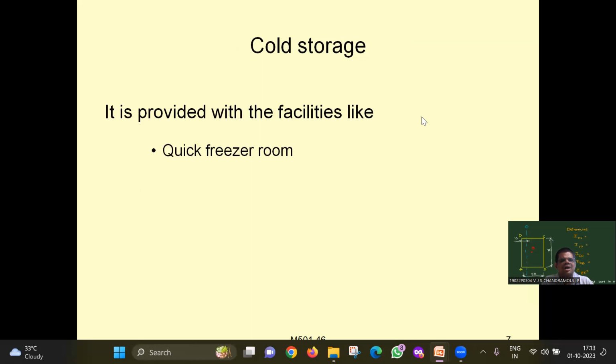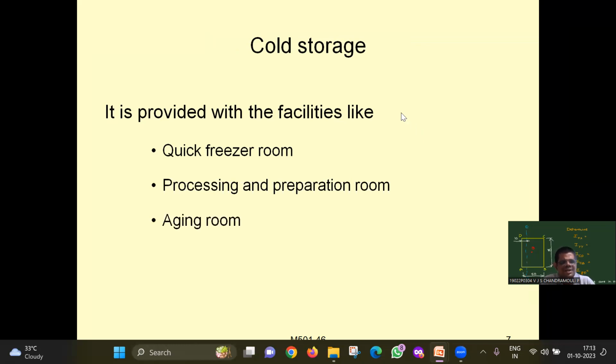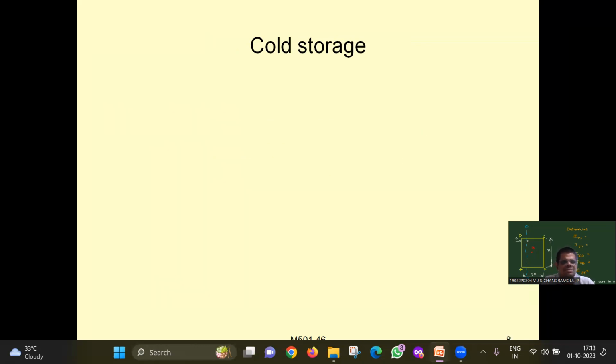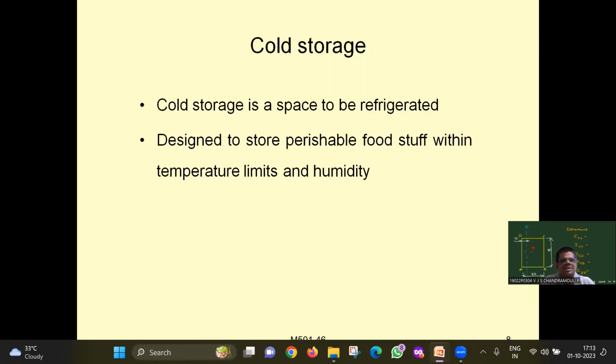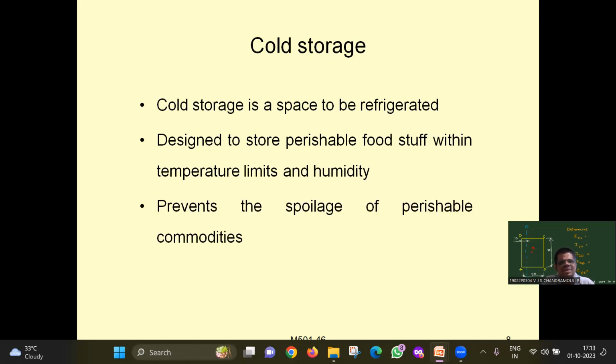So generally it is provided with facilities like quick freezer room and processing and preparation room, aging room, chill room. So these are the facilities provided in a cold storage plant. Cold storage is a space to be refrigerated, and it is designed to store the perishable foodstuff within the temperature limits and humidity. Okay, it prevents food spoilage.